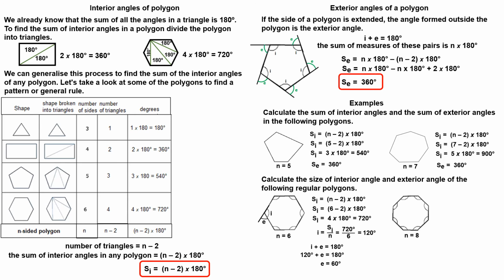Now let's solve the same problem for the regular octagon in another way. We know the exterior angles of any polygon add up to 360 degrees. And all the exterior angles in a regular polygon are equal. Then we can find the size of an exterior angle by dividing the sum of the exterior angles by the number of sides. Each exterior angle of the regular octagon is 45 degrees.